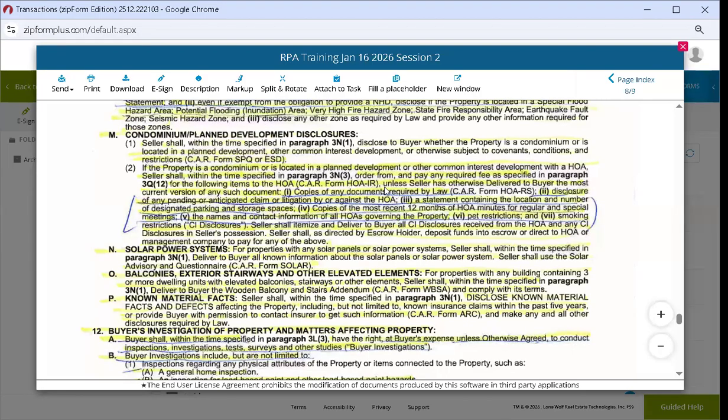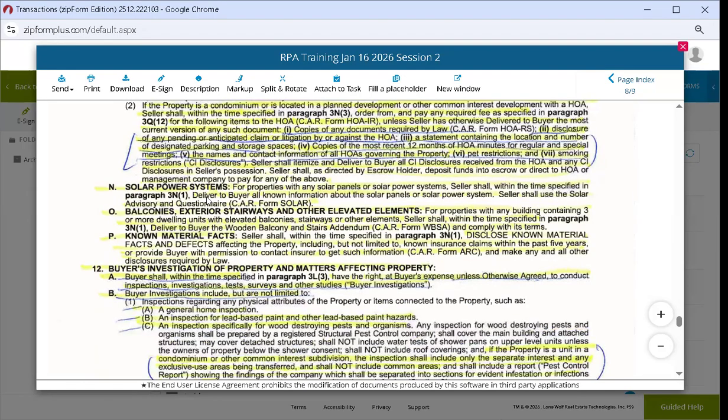So here's a list of what the HOA should be providing your buyer. Get familiar with it. That's why I've put marks here. It's right in this area. It's going to tell you all the things that the HOA should be providing. If you don't see it, call the HOA or ask escrow to assist you in obtaining what is contractually required. Okay?